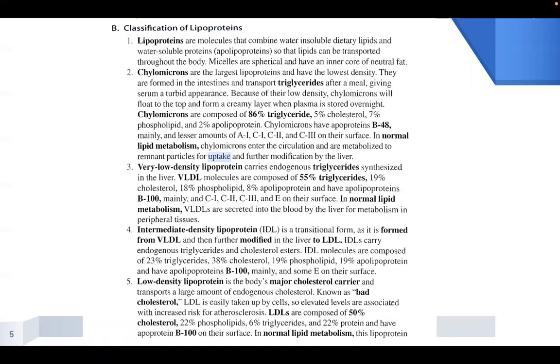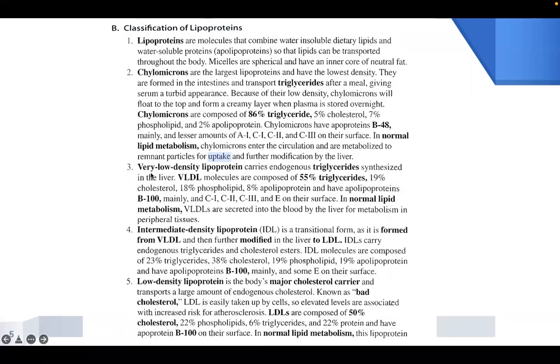Okay, in a normal lipid metabolism, chylomicrons enter the circulation and are metabolized to remnant particles for uptake and further modification by the liver. So next, let us proceed with your very low density lipoprotein. It carries the endogenous triglycerides. Okay, very low density lipoprotein, endogenous triglyceride.